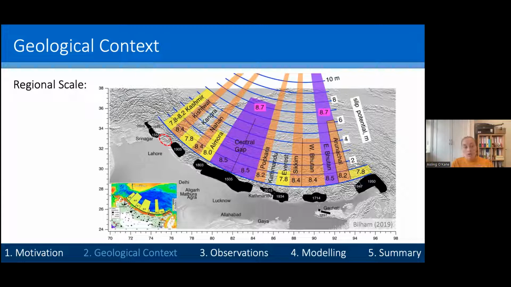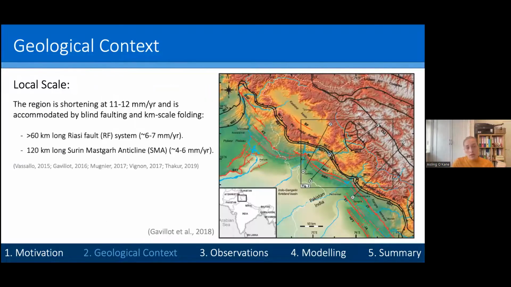So we wanted to better constrain this, and in order to do so, we went out and did some fieldwork. We looked at seismology and also the geomorphology. On a local scale, the region is shortening at roughly 11 to 12 millimeters a year, and this is from a combination of both faulting and folding. This Riasi fault system, which is denoted by this RF here, is suggested to be the most active structure in the region, and it accommodates 6 to 7 millimeters a year.